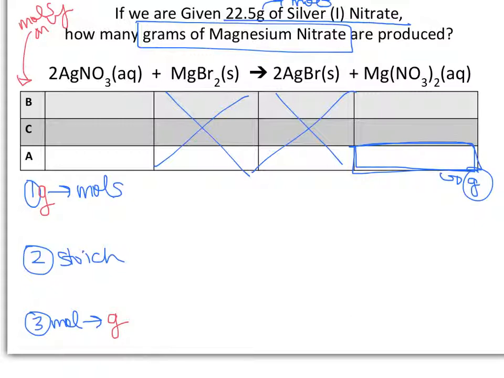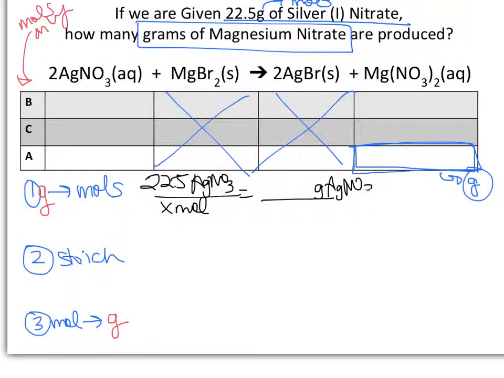First thing we're going to do, we've got 22.5 grams of our silver nitrate. We don't know how many moles that is. That's what we want to convert to. On the other side, we're going to go ahead and put those same units. Gram silver nitrate and mole of silver nitrate.